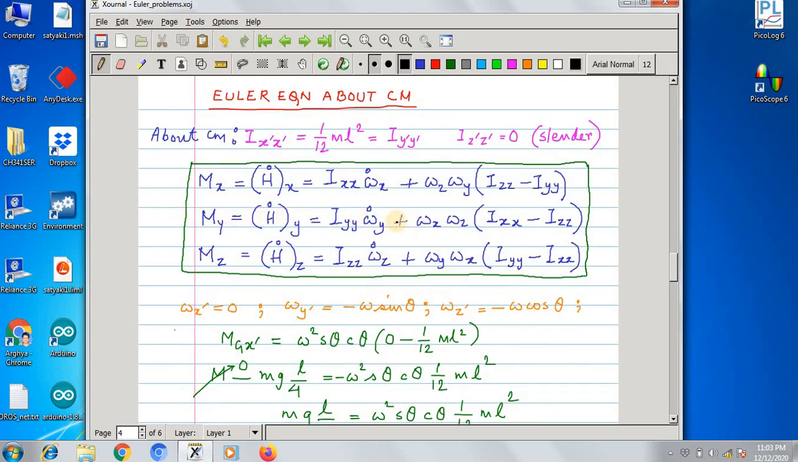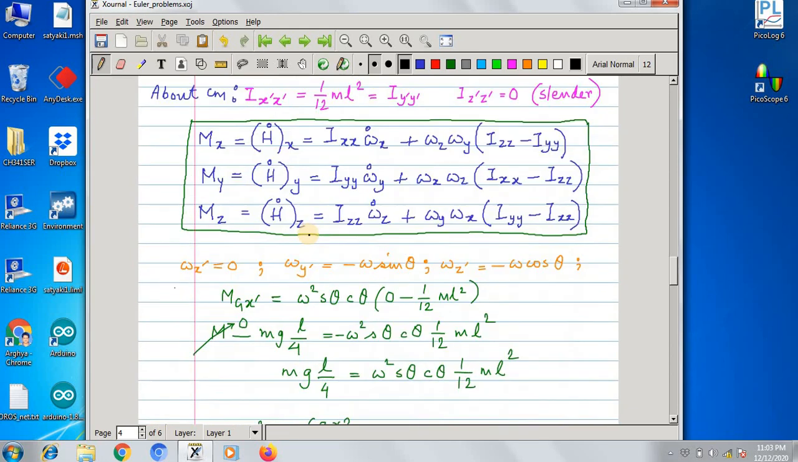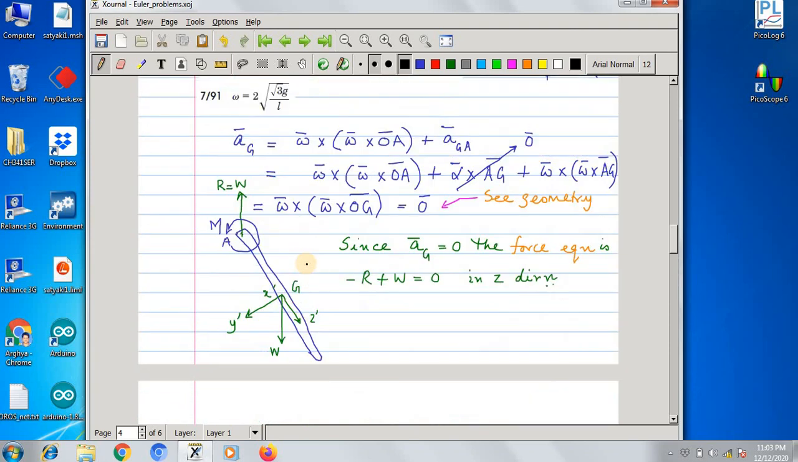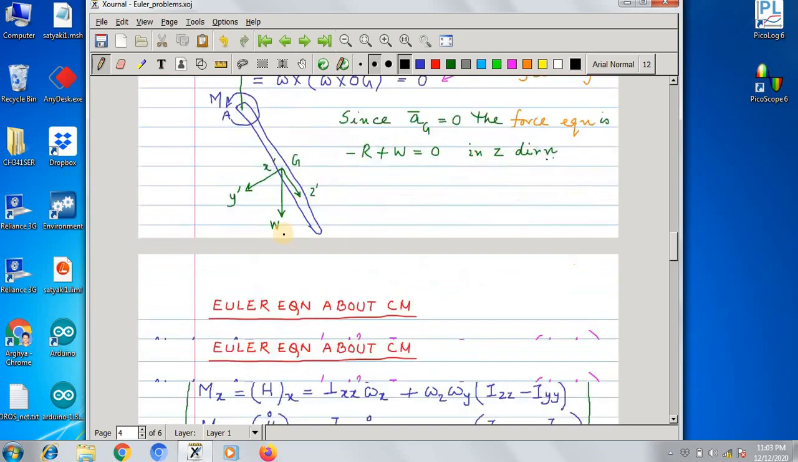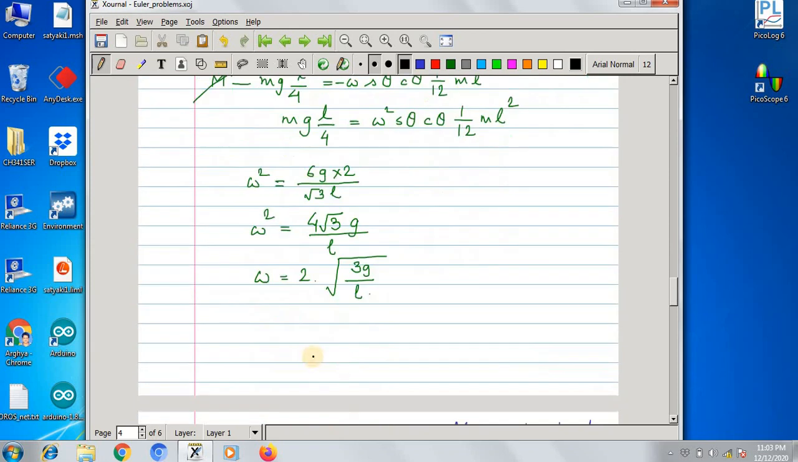Now in all these equations, the terms will give you 0. In the second and third equations the right hand side is 0, and nor is there any moment about the y and z axes. So only this equation is coming: mg x dashed equal to this. And what is mg x dashed? It is W multiplied by this length, and this length is L by 4. So it's mgL by 4 equal to this, with omega squared and omega as given.